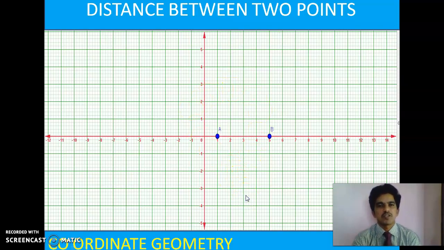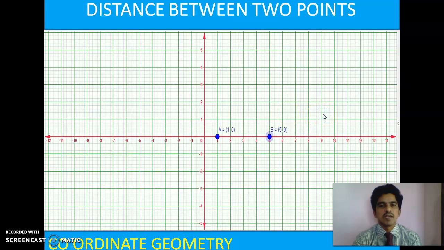Here I have indicated 2 points, A and B. Can you tell me the coordinates of these points? Yes, pause this video for a while, write the coordinates and then resume this video. Now the coordinates of the points are 1, 0 and 5, 0. So A is 1, 0 and B is 5, 0. As you know, these 2 points are on the x-axis. Their y coordinates should be 0.